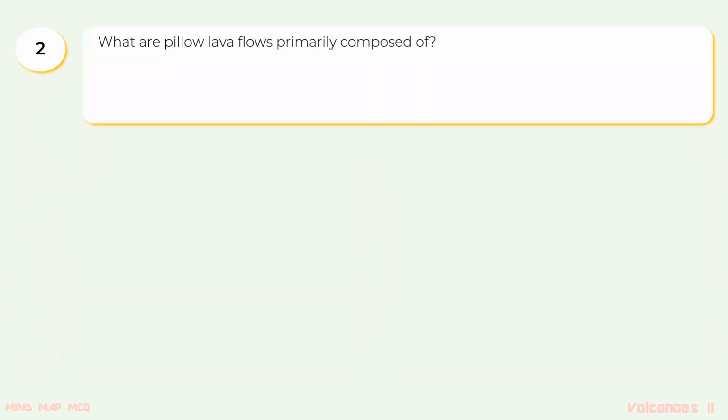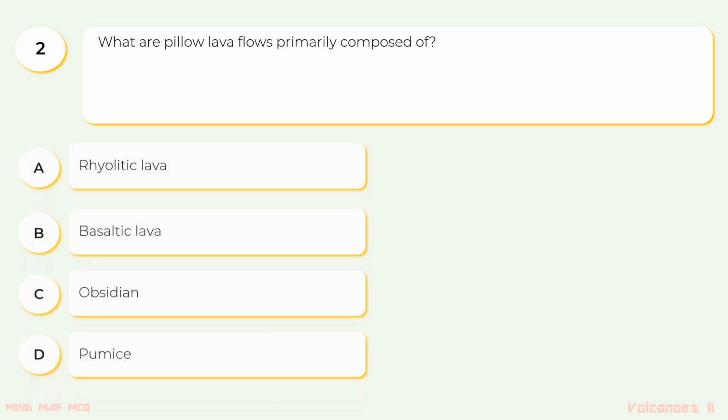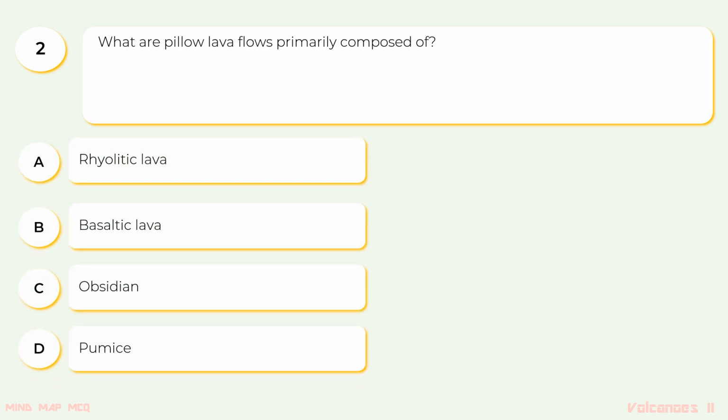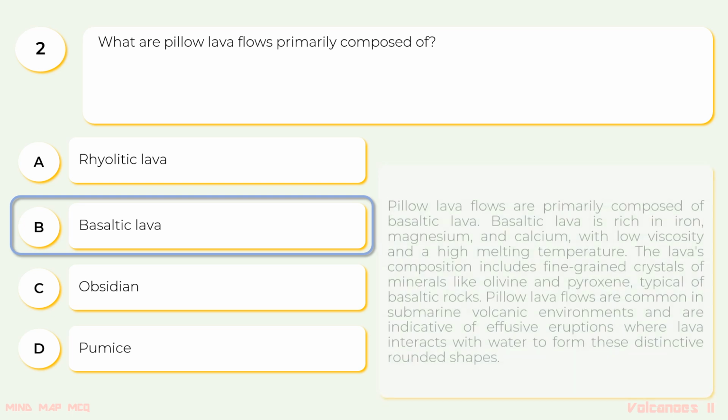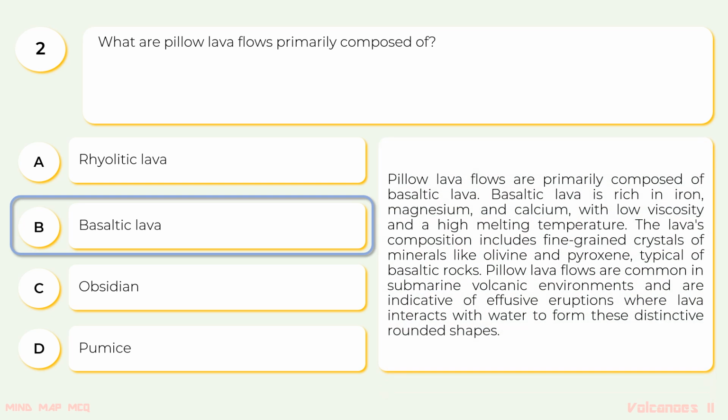2. What are pillow lava flows primarily composed of? The options are A. Rhyolitic lava, B. Basaltic lava, C. Obsidian, D. Pumice. The correct option is B. Basaltic lava. Pillow lava flows are primarily composed of basaltic lava.